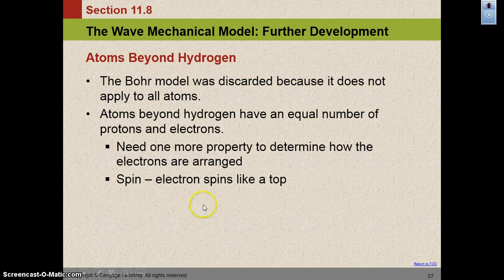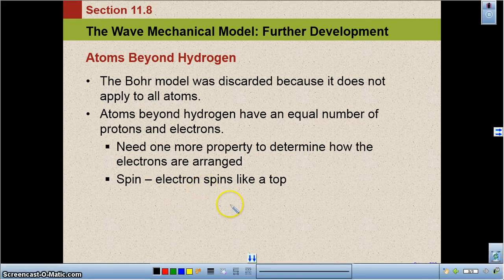Atoms beyond hydrogen have an equal number of protons and electrons, and we need one more property to determine how the electrons are arranged. In the hydrogen atom, there's only one electron, so whatever direction it's going is irrelevant. The spin on atoms with more than one electron can cause a problem, because electrons have the same charge and want to spin opposite. One electron is not going to be near another electron, and they're moving at a high rate of speed. So we're going to talk about the spin.